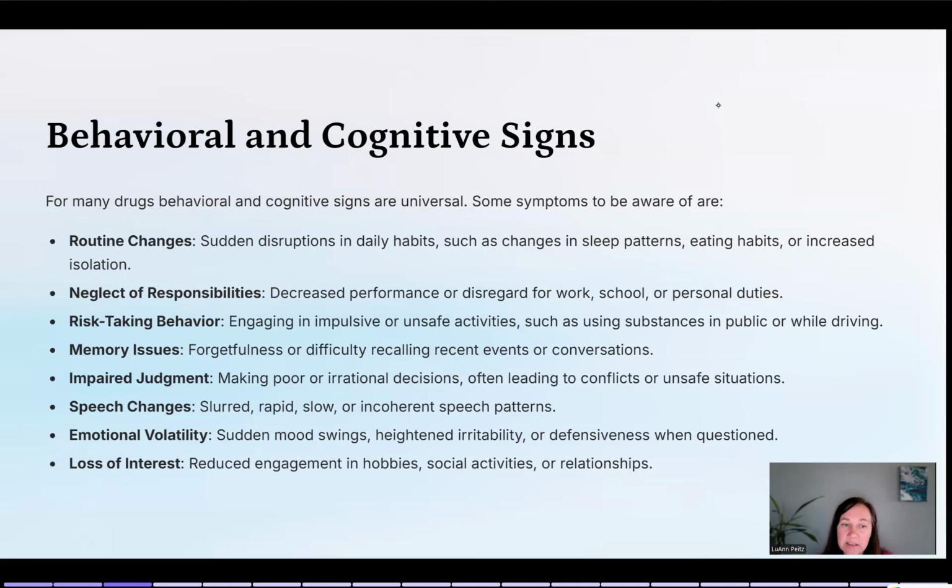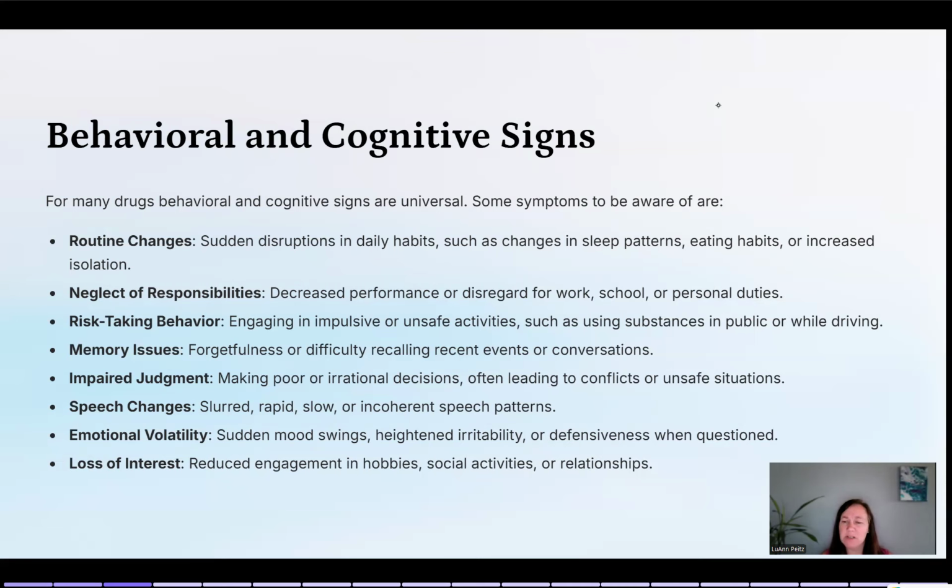Are there neglect of responsibilities, decreased performance, or disregard for work, school, or personal duties? Is there any risk-taking behavior, engaging in impulsive or unsafe activities, such as using substances in public or while driving?